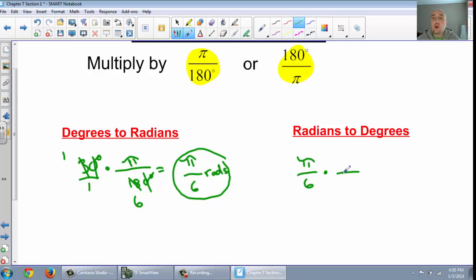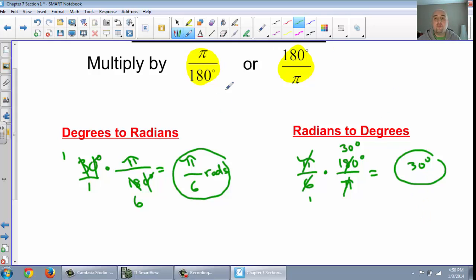Now we're starting with radians, so pi needs to go on the bottom. If you're starting with radians, we need to have pi on the bottom when we multiply. So I'm going to put pi on the bottom, and I'm going to put 180 on top. So pi over pi cancel. 6 goes into 6 once, 6 goes into 180 30 times. So I have pi times 30 is 30, 1 times 1 is 1, I don't need to put over 1, so there it is, 30 degrees.